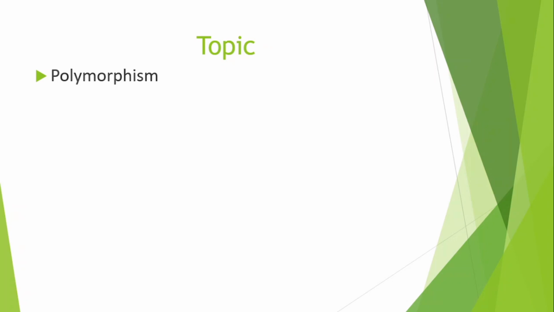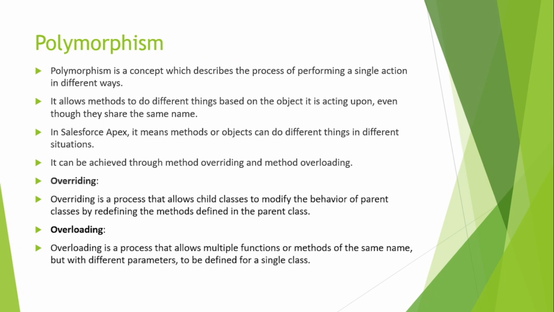The topic we are going to cover in this session is polymorphism. Polymorphism is a concept which describes the process of performing a single action in different ways. It allows a method to do different things based on the object it is acting upon, even though they share the same name. In Salesforce Apex, it means methods or objects can do different things in different situations. It can be achieved through method overriding and method overloading.